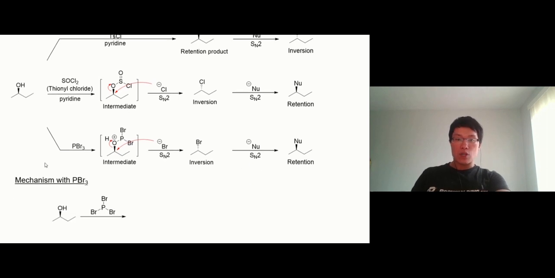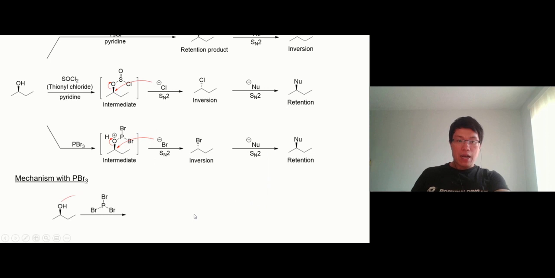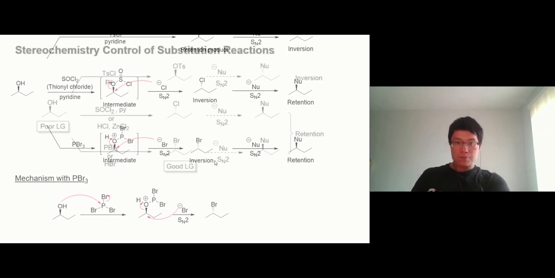Let's take a look at the mechanism. So there's one SN2 right here. Let's see. Nucleophilic attack first, right? The stereochemistry doesn't change yet, because there's no backside attack on this carbon, not yet. And then here we go, backside attack. All right. This is how we're going to use all of this.